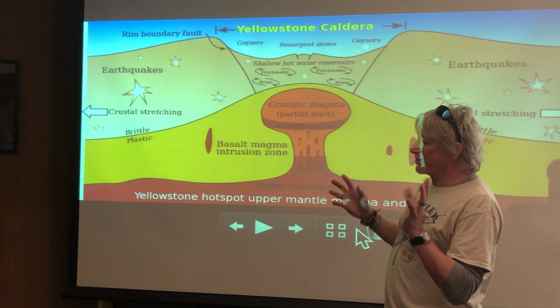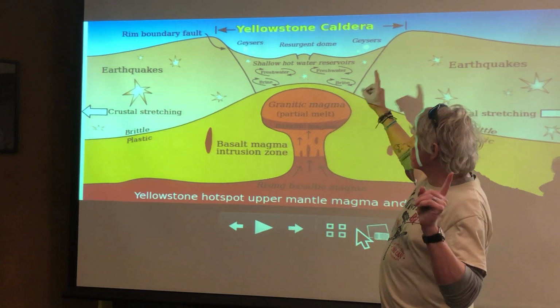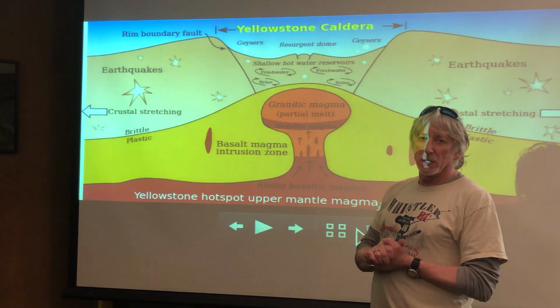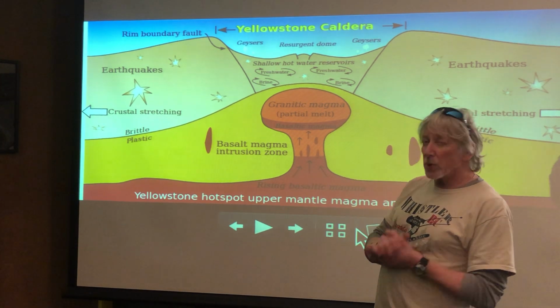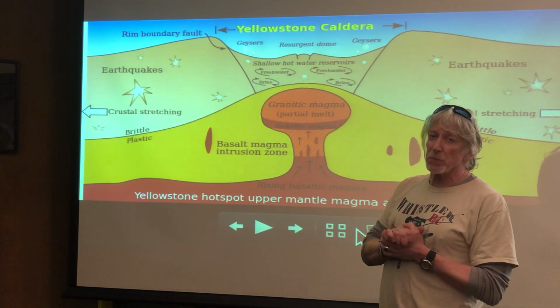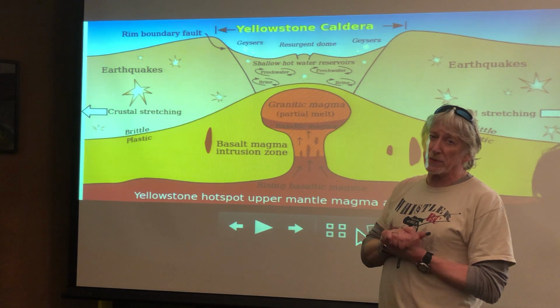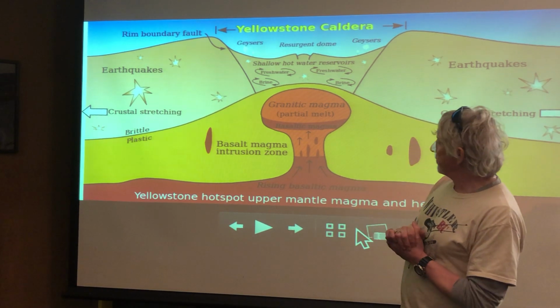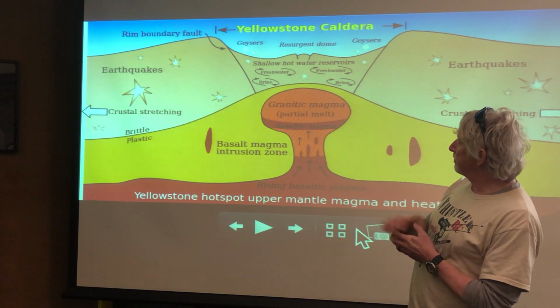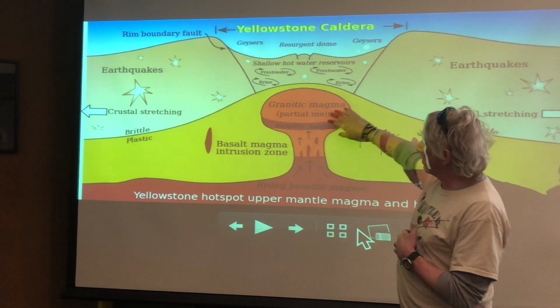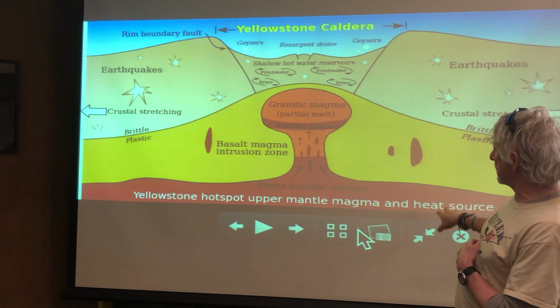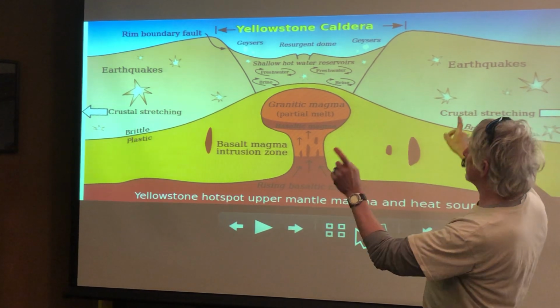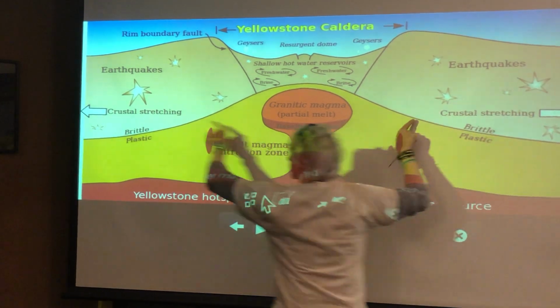Yosemite, we'll get to that. Yellowstone, right, is a pretty precarious situation. If this blows, we have a global catastrophe. Hot stuff. What do I see? Where is it? Here it is. The crust is stretchy.